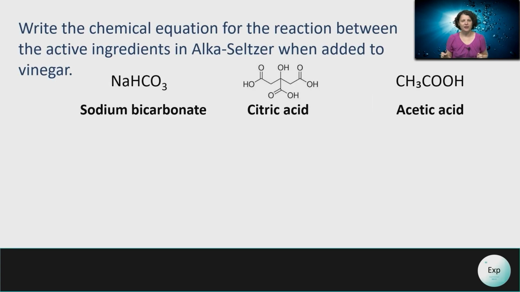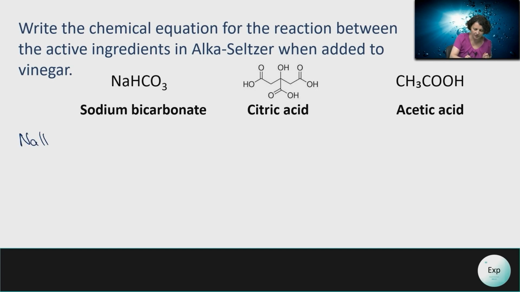When Alka-Seltzer tablets are added to a vinegar solution, there are two things happening. There is the sodium bicarbonate that is a base, and then on the other hand, we have citric acid and acetic acid from the vinegar that are both ready and available to react with the base. So then there are two equations that are always happening. The one with citric acid is the same one that happens in water.